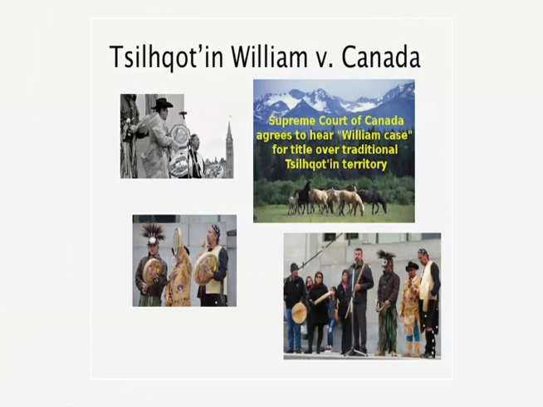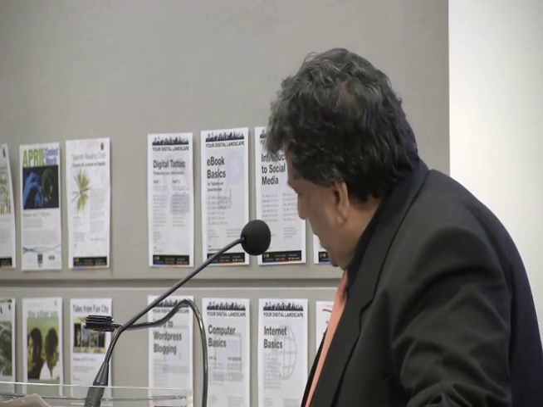In this case, the Tsilhqot'in people are arguing, and have argued, that their land rights should be recognized by the Government of Canada and the Government of British Columbia. And again, the governments are arguing against the recognition of those land rights. When we look at the BC Court of Appeal, which is the decision that went up to the Supreme Court of Canada, here's what the judges in the BC Court of Appeal had to say.